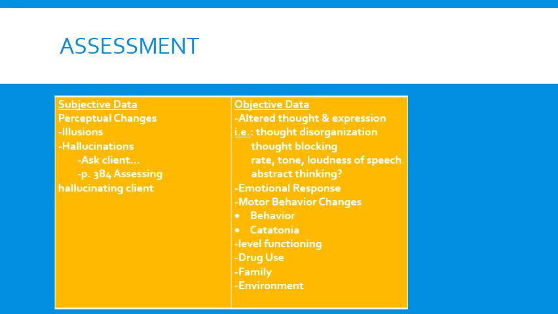And then we'd always test them for abstract thinking and their judgment. Emotional response, we're talking about their affect. Is it blunted, flat? Is it incongruent with their mood? Motor behavior changes, again, we've talked about all this. Is their behavior very disorganized? They're moving around aimlessly, easily disruptive, no goal? Are they catatonic? Do they have that hyperactive catatonic, or do they have more of the waxy flexibility, the posturing? We also want to be assessing what is their level of functioning.